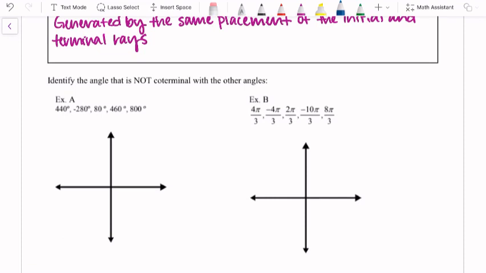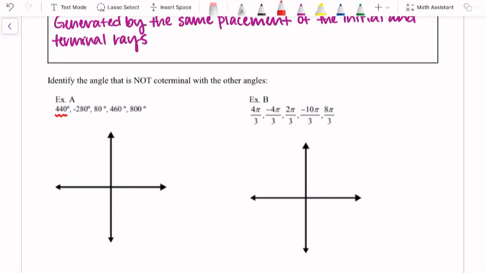So that's what we're going to do down here in these 2 examples. In these examples, we are given a bunch of different angles, okay? And our goal is to identify the angle that is not coterminal with the other angles. So basically, we need to identify which angle does not end up in the same place. Okay, so first, my first angle here is going to be 440. And let me just say, I'm going to be using some colors to color code this, so if you want to grab some highlighters, some different colors, absolutely go for it. If not, that's fine as well. Okay, so 440.